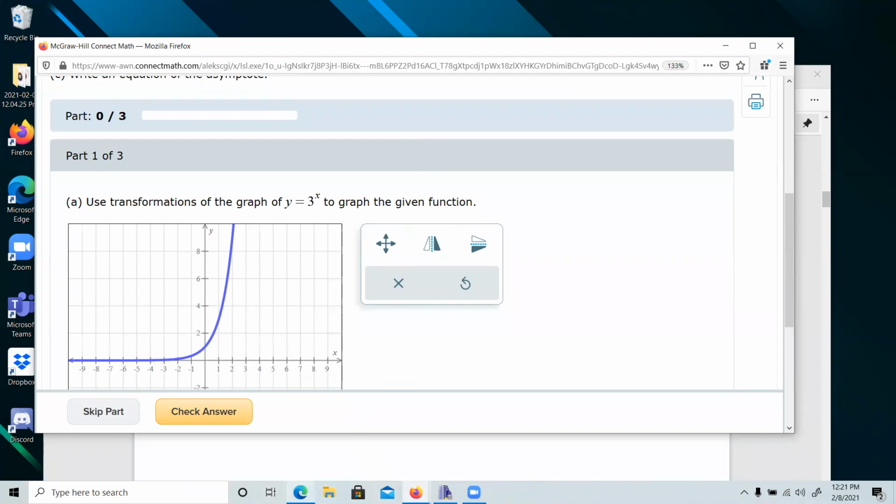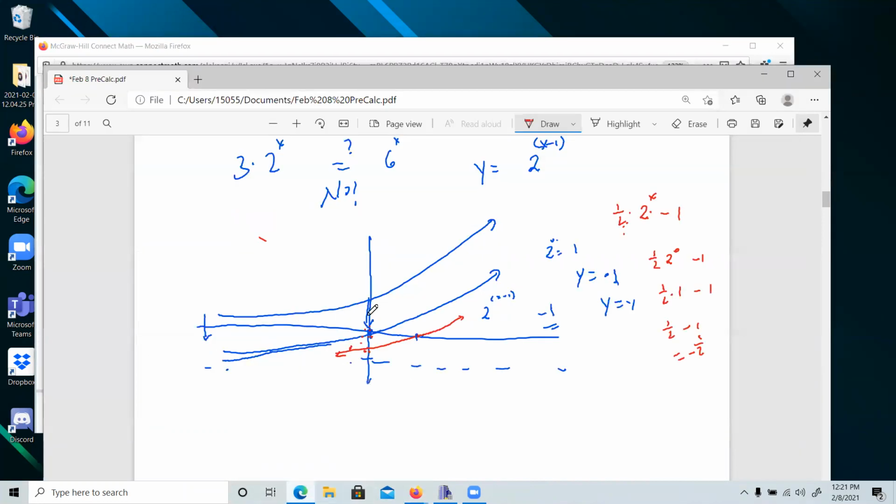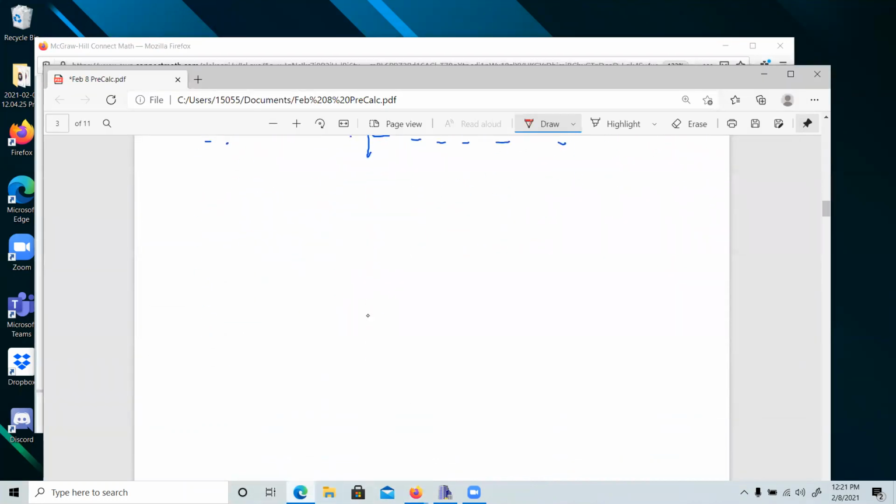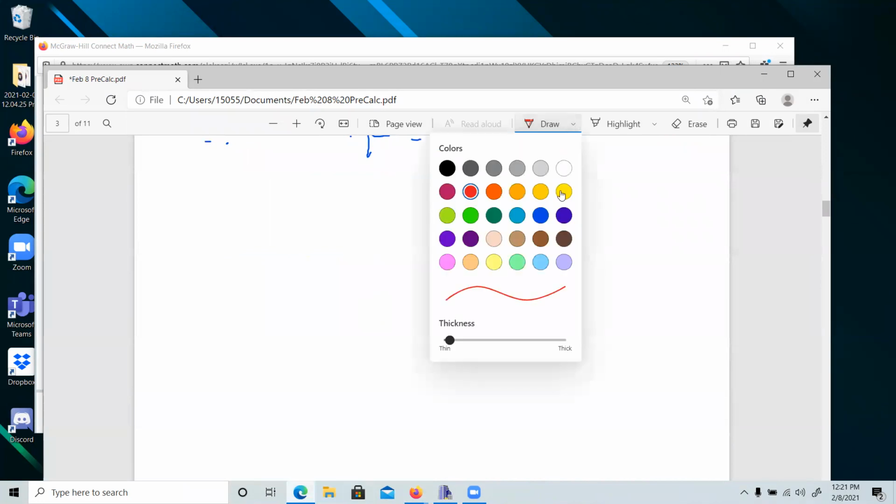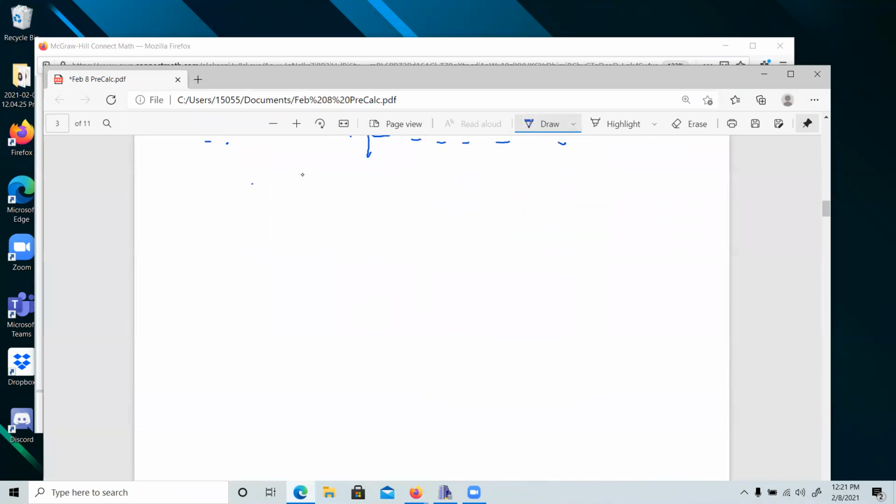This transformation is actually one of the important ones. Okay, this is 3 to the x. They want to do a 3 to the x and then 3 to the -x. Okay, so how about we try this? All right, we have y equals 3 to the x. We have y equals 3 to the -x.